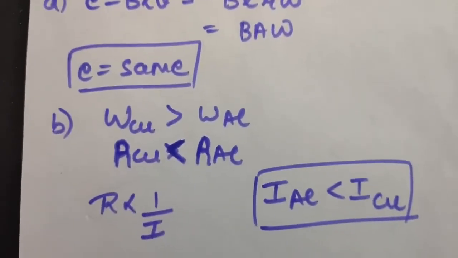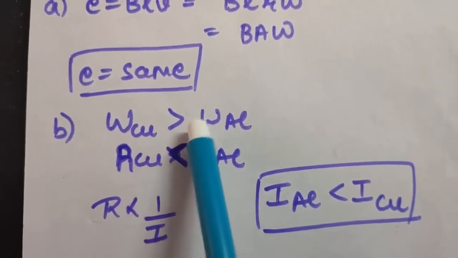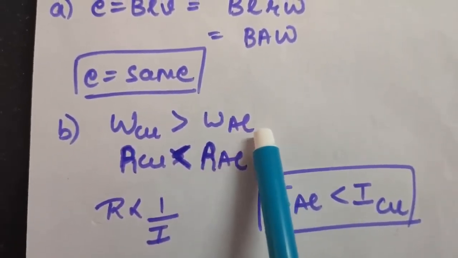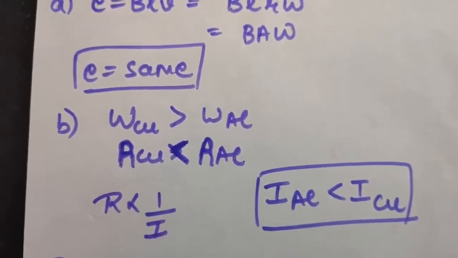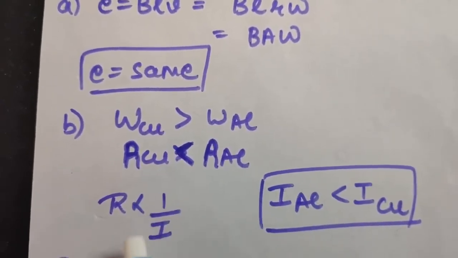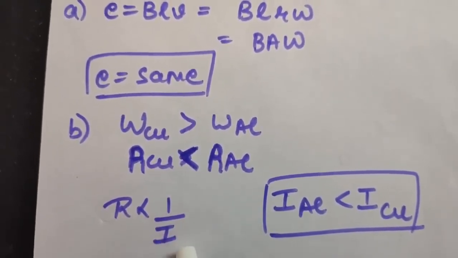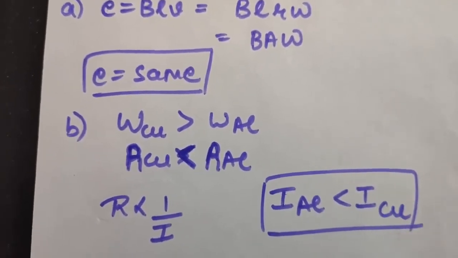In the second part, it is asking about induced current. Now, as you know, weight of copper is greater than weight of aluminium. That means radius of aluminium will be greater than radius of copper because the resistance is inversely proportional to area. So if resistance of aluminium is greater, and as you know, resistance is inversely proportional to current, that means current induced will be more in copper coil.